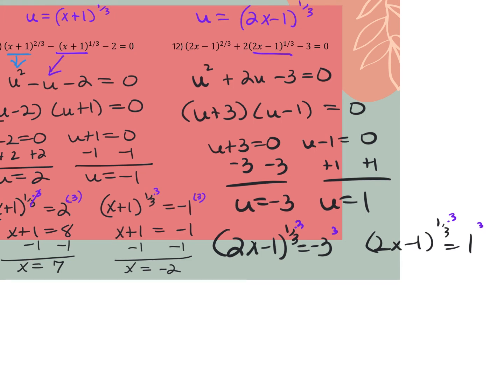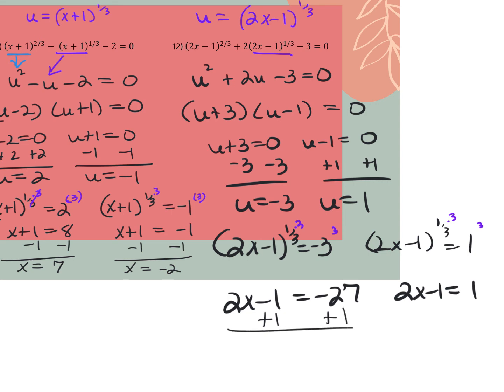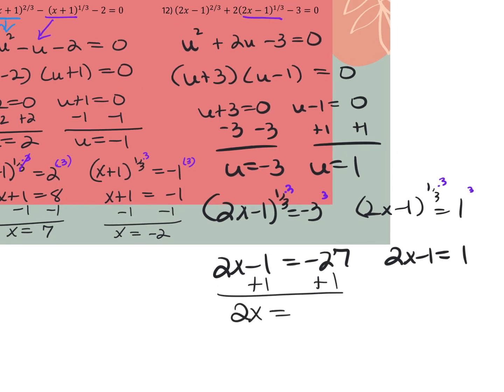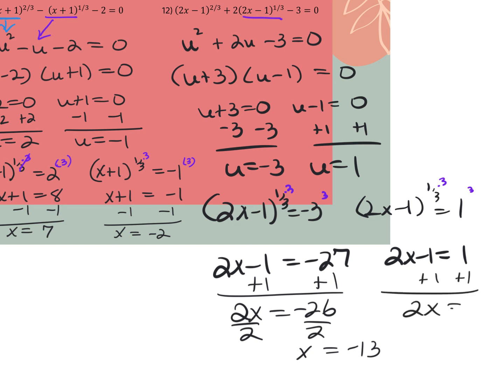So then negative 3 raised to the 3rd power is negative 27. And then over here, positive 1 to the 3rd power is just 1. So now I can solve each equation by adding 1. Negative 26 divided by 2, x equals negative 13. Over here, add 1. Divide by 2. And x equals 1. Yes?